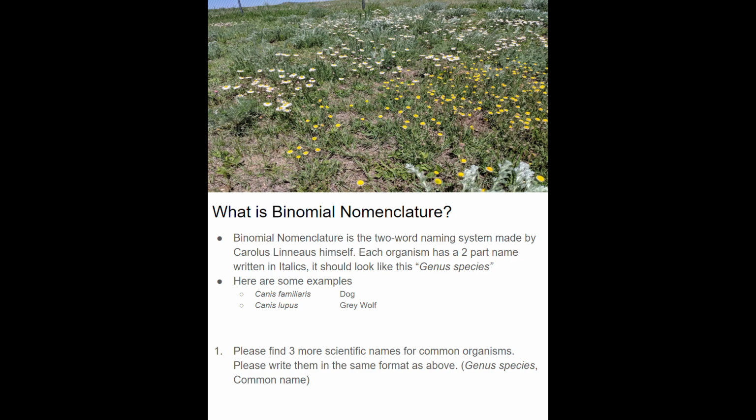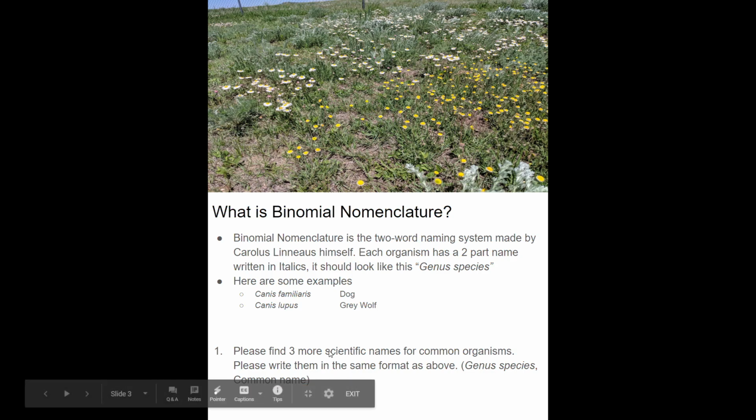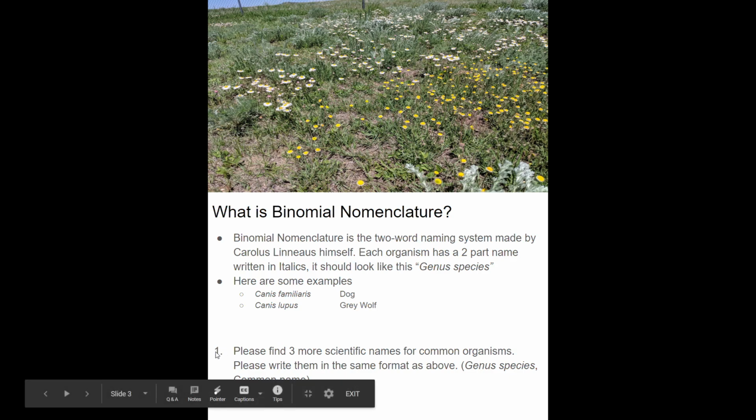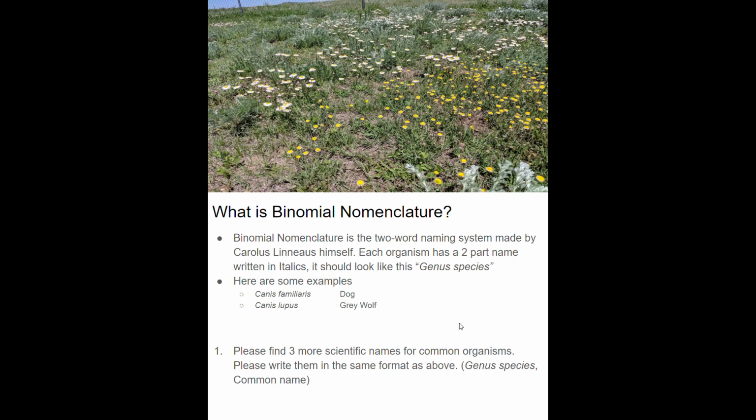On a separate sheet of paper or on a document online, either way, I am going to ask that you find 3 more scientific names for random common organisms, it doesn't matter which. Please write them in the same format as above: in italics, your genus, your species, and then a little space away the common name so that I know what you're talking about. I'm going to have about 6 questions like this throughout my slide set, throughout my video, so that I know that you're on top of this and you understand what's going on.